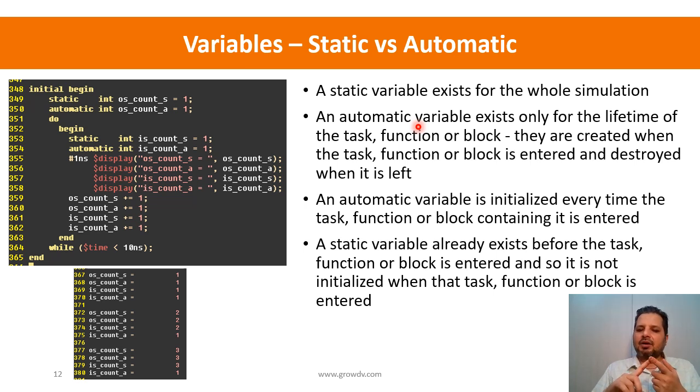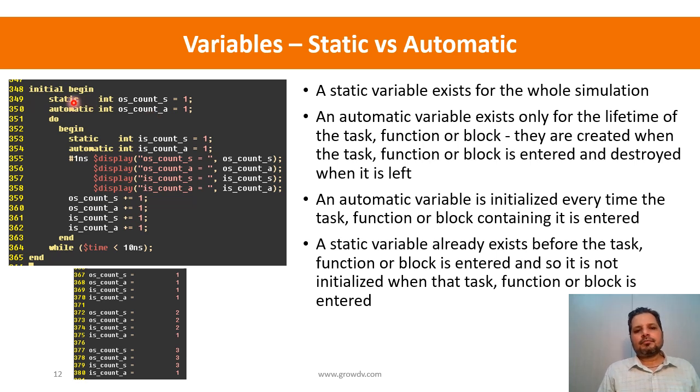A static variable gets allocated only at the beginning, exists throughout the simulation, and is initialized only once. Automatic variables get allocated every time you enter the context of that block, task, or function, and get initialized every time they are dynamically created. Now let's look at these concepts from an example point of view to see whether they hold good.